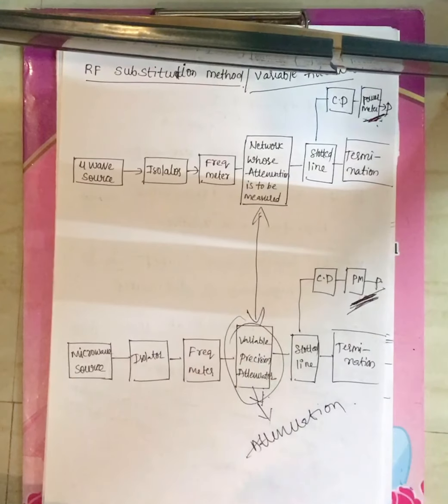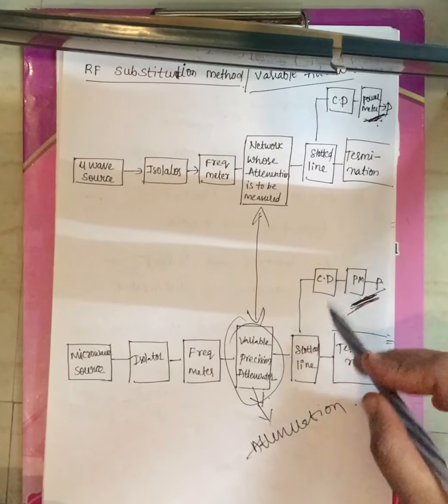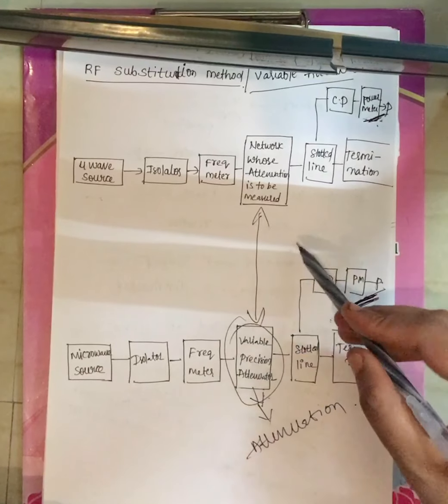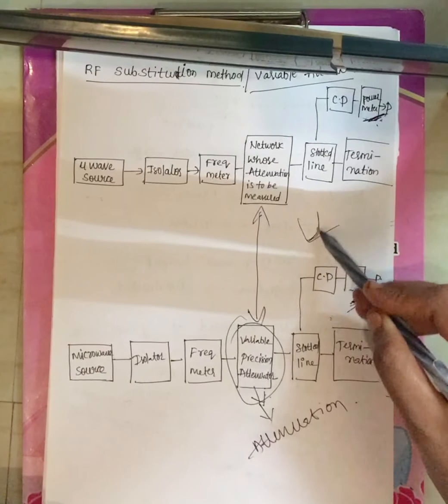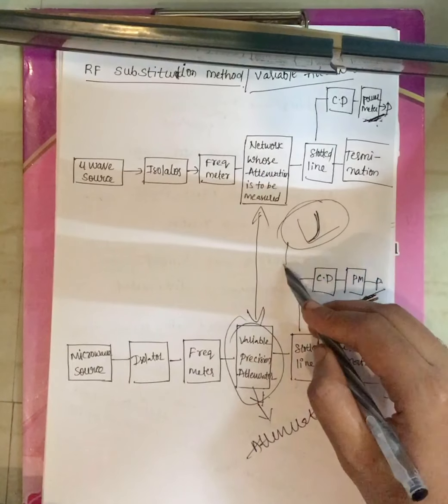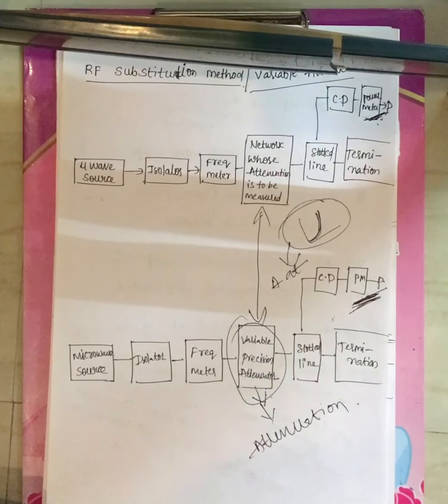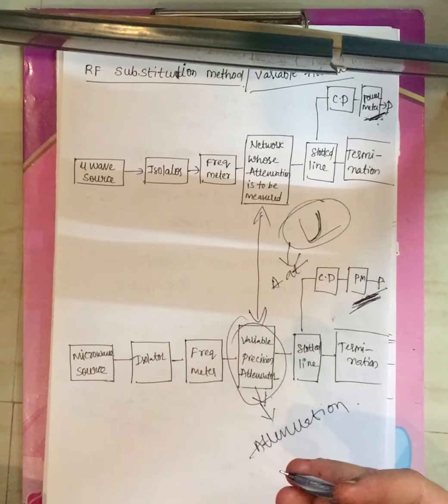Why are you going for the RF substitution method? The power ratio method or the fixed attenuation method won't give accurate values because of the crystal detector. The crystal detector has non-linear characteristics. Because of these non-linear characteristics, it won't give accurate attenuation values at higher frequencies. That's why we go for the RF substitution method.